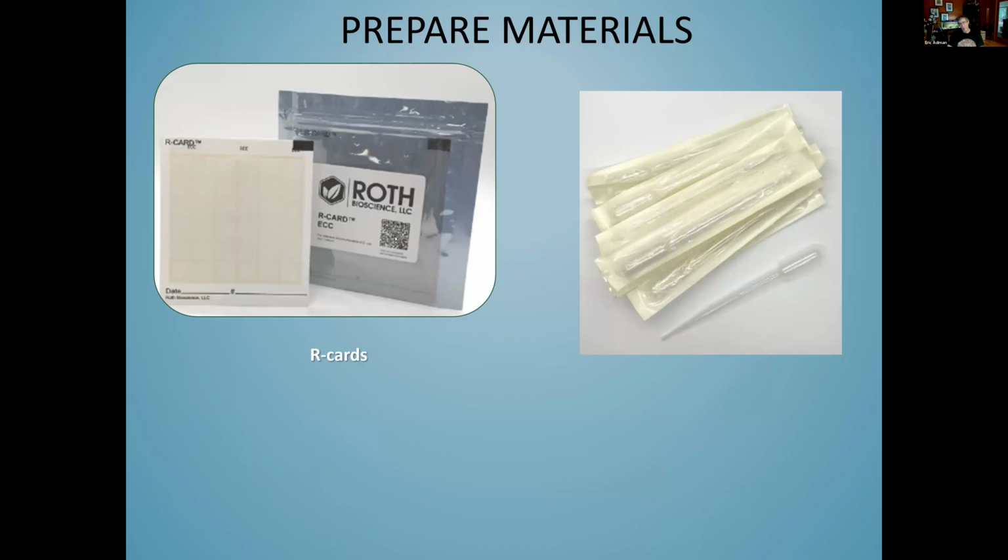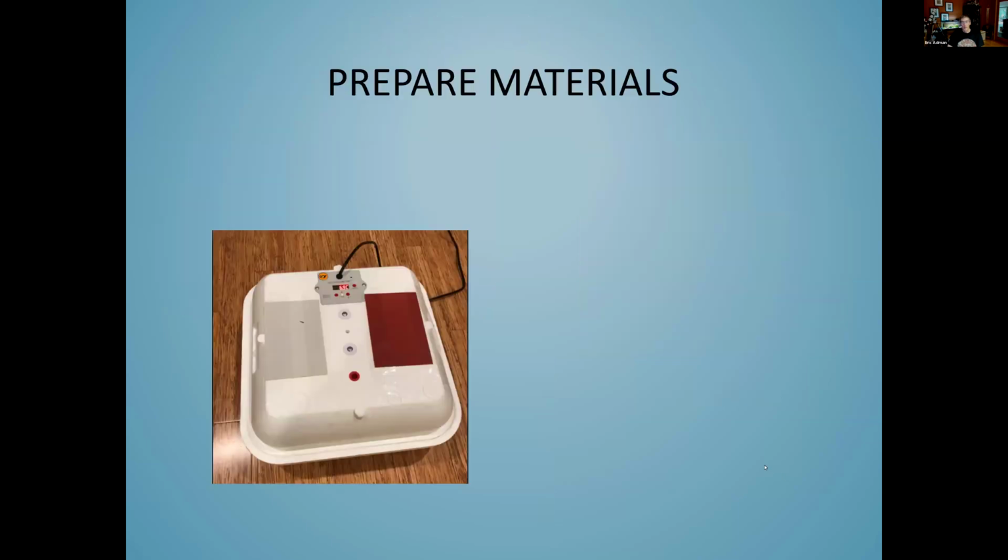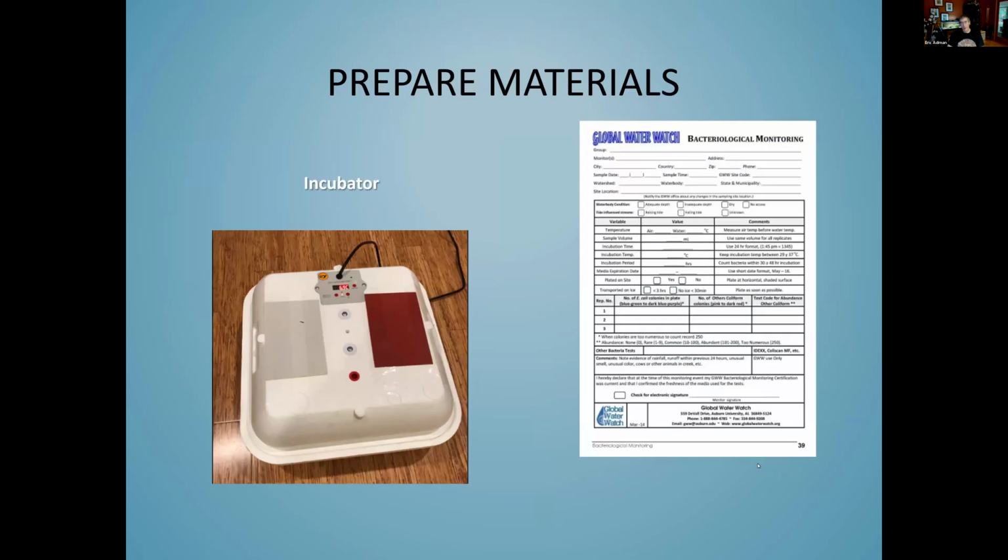So step one is we're going to get these R cards. We also want to use sterile pipettes and a thermometer. You'll also need some form of an incubator so that we can incubate our card in our sample after we've collected it. And then we need a data sheet to record our results when we're done with our incubation and counting our colonies.